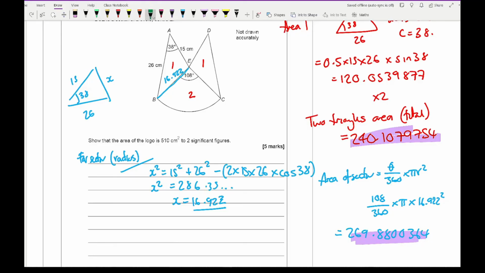To get the total area, all you need to do is add this number to this number. So the total area is going to be 240.1 to two significant figures. Let's just round these measurements up. I get 240 plus 270, which equals 510. That's what I want to prove.